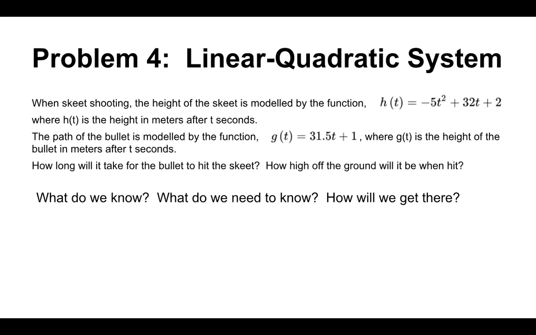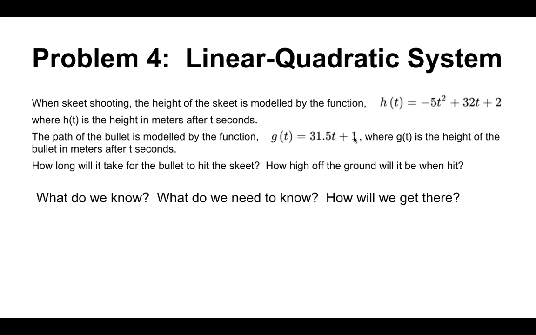Linear quadratic system. What do you know? What do you need to know, and how do we get there? I'd probably draw a sketch. We've got skeet shooting, you can YouTube this. It's something being thrown in the air and then someone shooting at it. You can draw a sketch like this: it starts at a height of 2 meters and then it goes up and down. You could potentially find the zeros, you can find the vertex, you can find a lot of things, but the question is, is it going to hit this bullet that's traveling at this kind of distance?